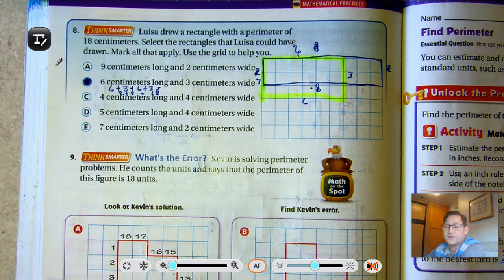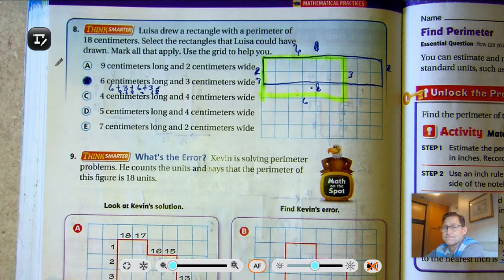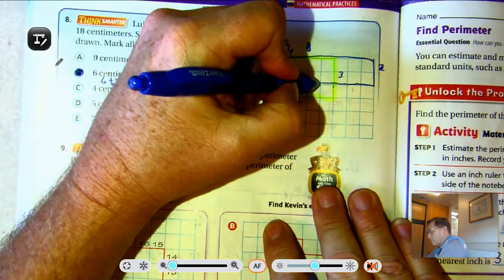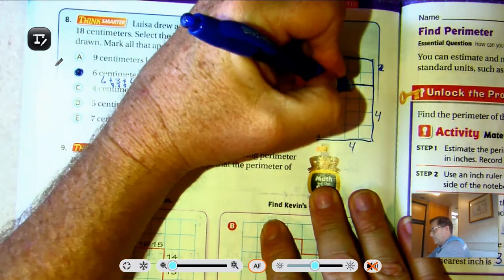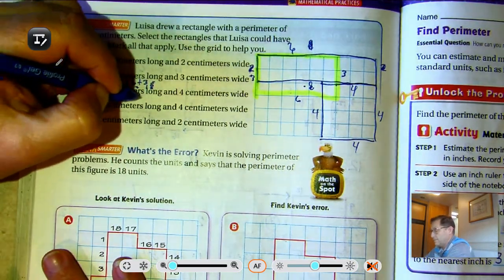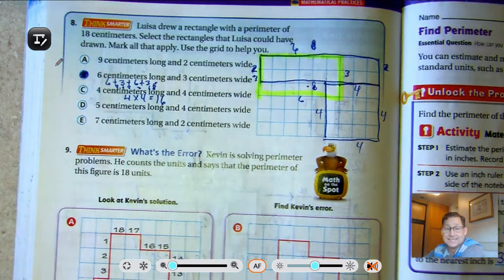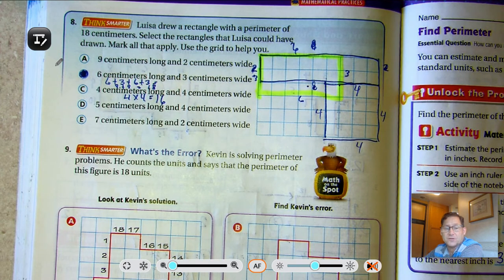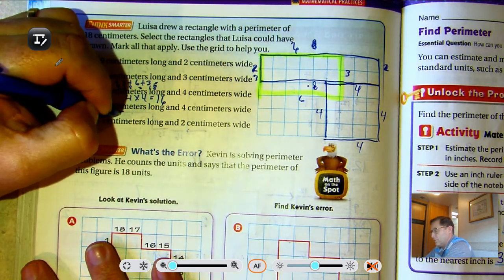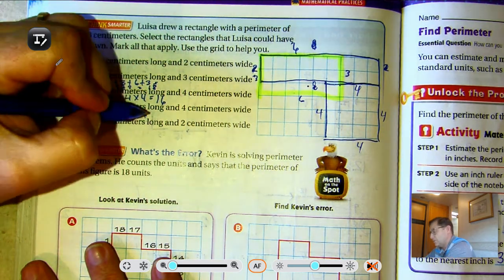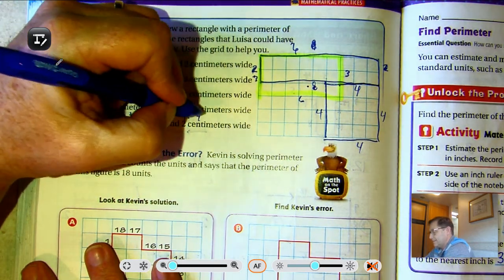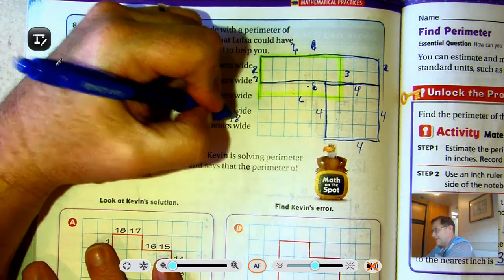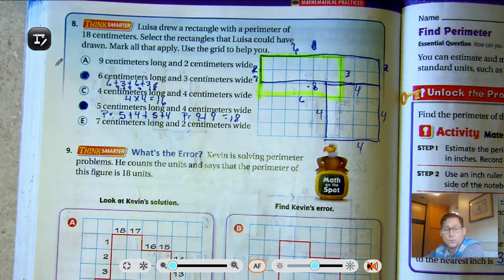4 centimeters long, 4 centimeters wide. Well, that's just a square, right? Four by 4. That means all sides are 4. 4 times 4 is 16. Well, that's not 18, so no. 5 centimeters long, 4 centimeters wide. So in that case, we go 5 plus 4, and then the opposite sides are also 5 plus 4. 5 plus 4 is 9, and 9 and 9 is 18. So 5 and 4 would work.